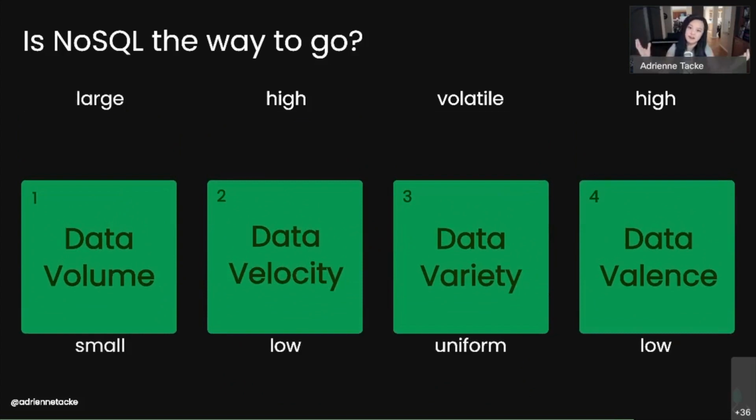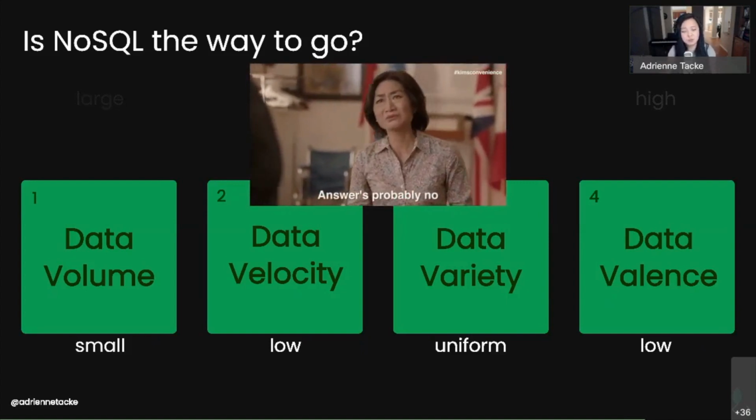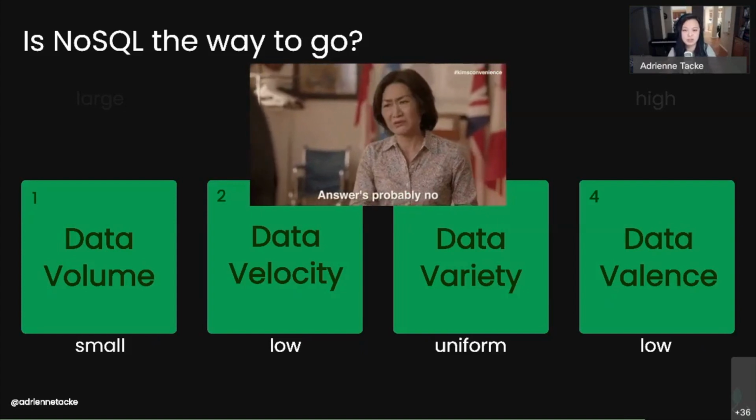However, if you're on the opposite side, if your volume is not that large, if you're not having to deal with web scale, if your velocity of data is pretty consistent or predictable, you know that it's not going to change often. If the data that you have is more uniform, more homogeneous, you know what kind of data you're going to be getting, and if the connections that you have can be expressed just fine with relational databases, then sorry to say, but it's probably not the way to go. You probably are going to be better off just sticking with a relational database.